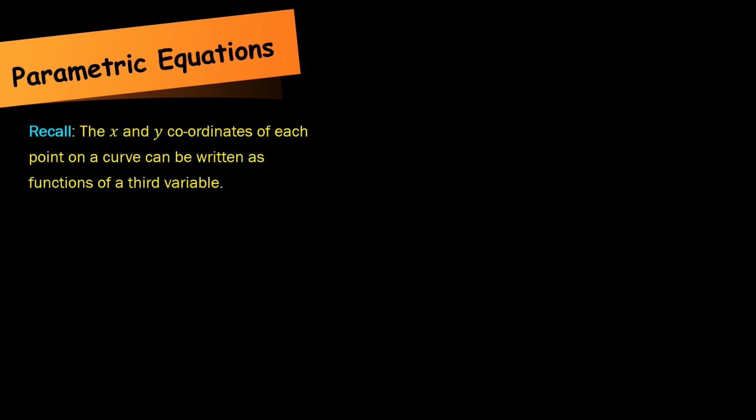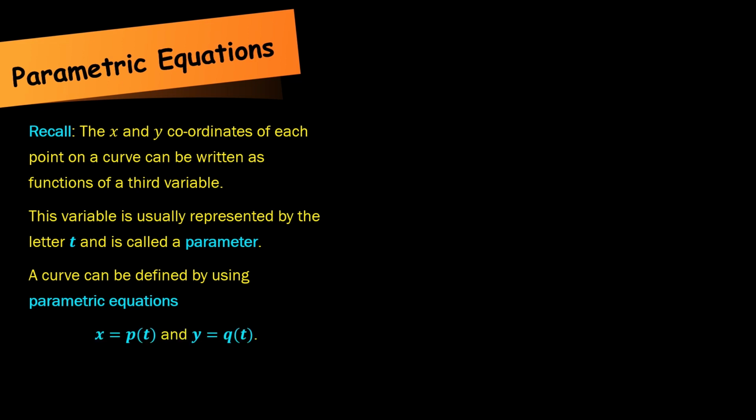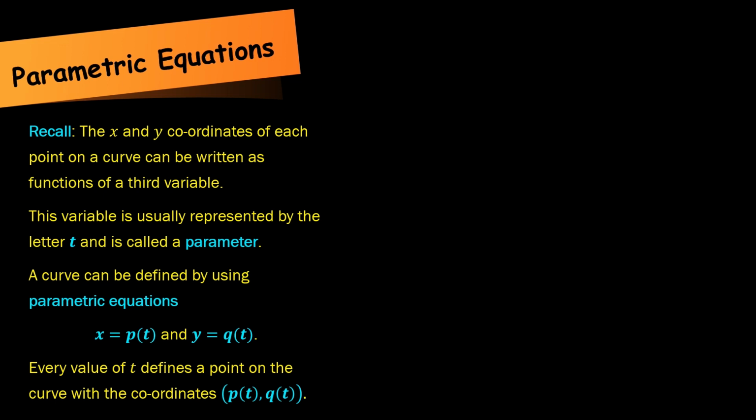Before moving on to the next exercise, let's remind ourselves of some theory. The x and y coordinates of each point on a curve can be written as functions of a third variable. This variable is usually represented by the letter t and is called a parameter. A curve can be defined by using parametric equations of the form x equals p of t and y equals q of t. Every value of t defines a point on the curve with the coordinates p of t, q of t.